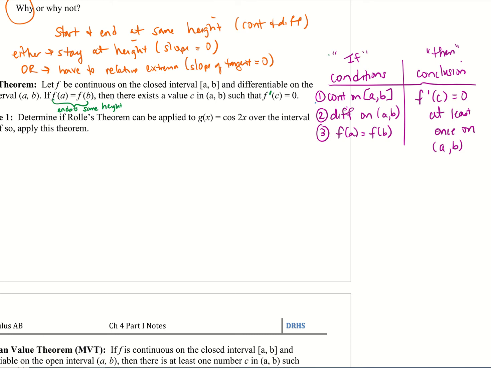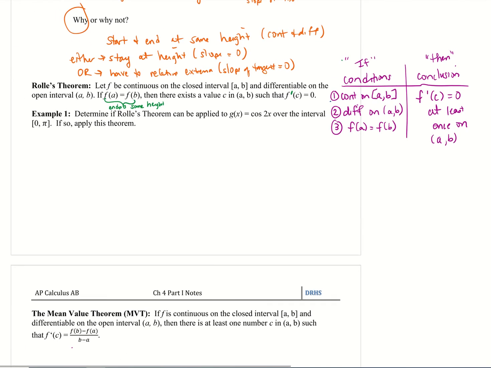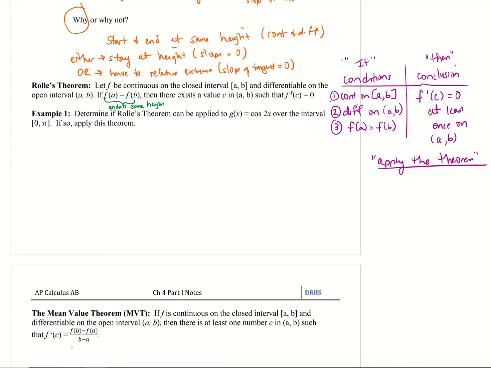So let's see how you might use this. One way you might use this is this one says determine if Rolle's theorem can be applied to this function g, and then they have a closed interval, and if so, apply the theorem. We haven't talked about what apply the theorem means yet, so let's do that in just a minute. So when we say apply the theorem, what does that mean? We're going to get there. There's little notes on the side.